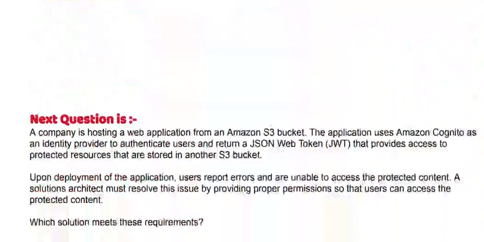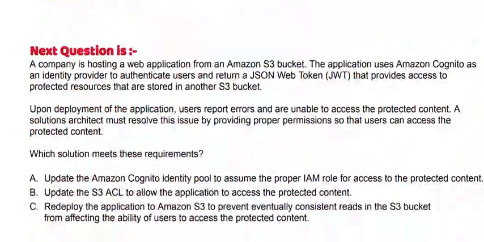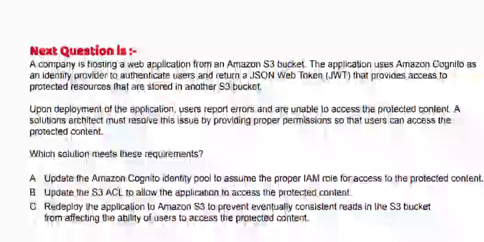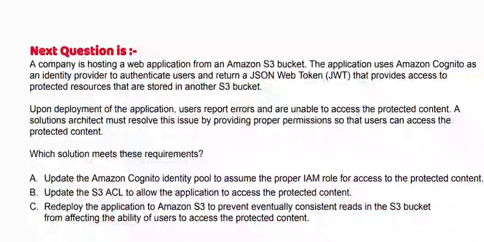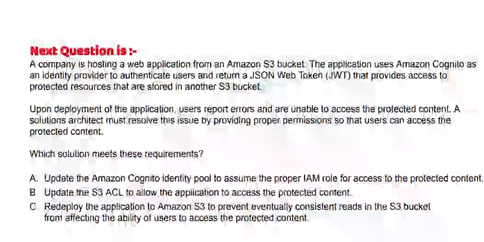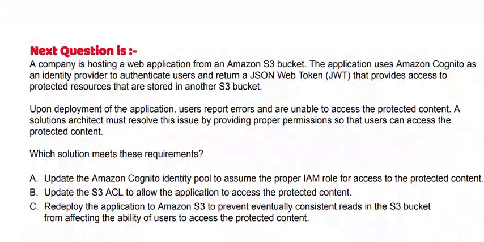Next question is, a company is hosting a web application from an Amazon S3 bucket. The application uses Amazon Cognito as an identity provider to authenticate users and return a JSON web token that provides access to the protected resources that are stored in another S3 bucket. Upon deployment of the application, users report errors and are unable to access the protected content. A solutions architect must resolve this issue by providing proper permissions so that users can access the protected content. Which solution meets these requirements?